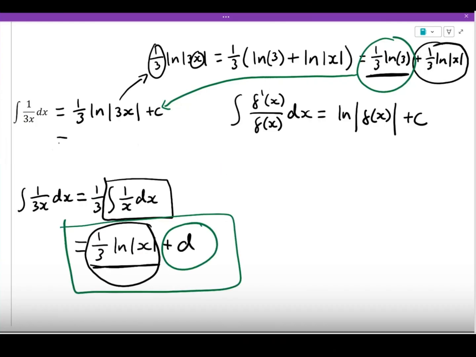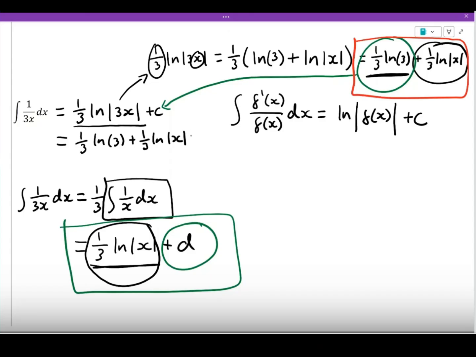So if we write in our changed answer for the 1/3 ln of the modulus of 3x, I could write this entire expression that I've got up here. I would be writing 1/3 of ln 3 plus 1/3 of ln of the modulus of x. And of course we'd have our plus c. And then the idea is this plus c can be combined with the third ln 3, to make another constant, which I'm going to call d. So we would have the 1/3 of ln of the modulus of x.